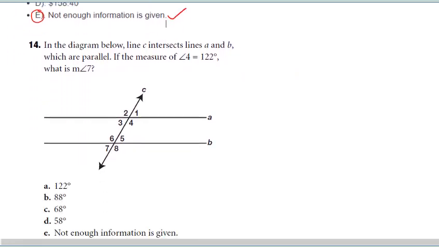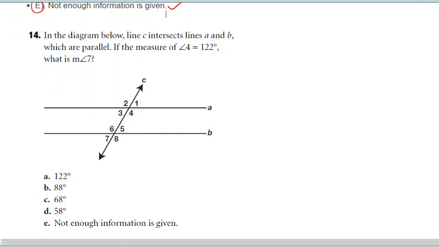Now this next question says, in the diagram below, line C intersects lines A and B, which are parallel. If the measure of angle 4 is 122 degrees, what is angle 7? Now from your geometry, you should know that angle 4 is equal to angle 8. The reason is because they are what? Corresponding angles. So they are corresponding angles.